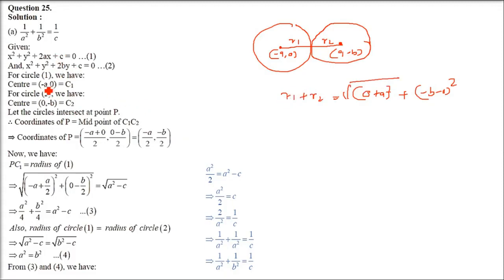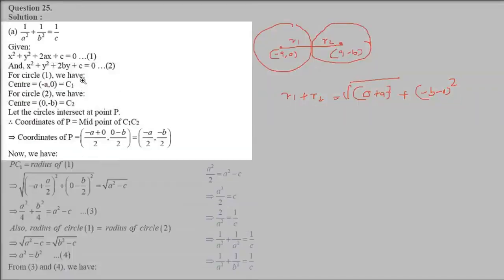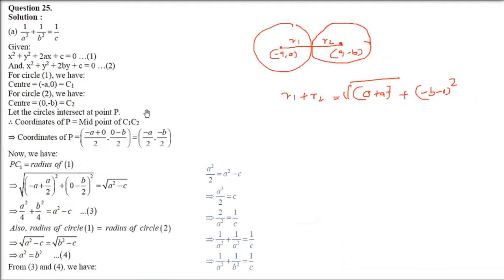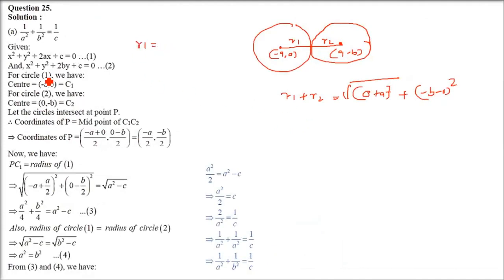How about the radius? Center is known to us. So the radius is under root g square plus f square minus c. R1 will be under root minus a whole square plus 0 whole square. You have to take g square, so not minus a, you will have to take a. A square plus 0 square minus c. R2 will be similarly 0 square plus b square, again minus c.